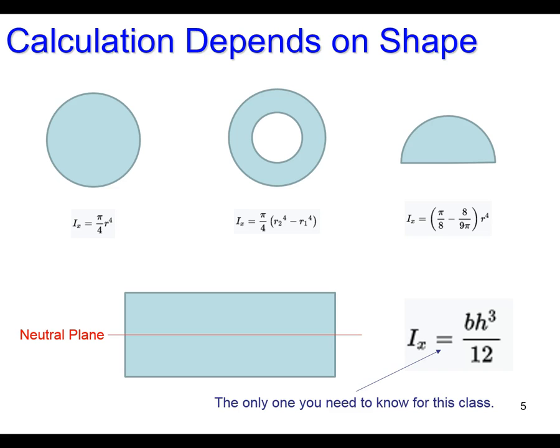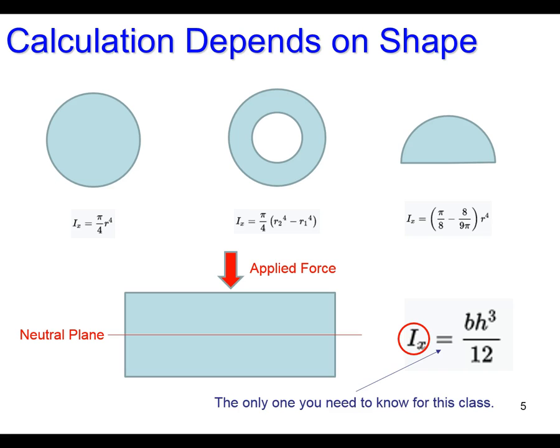Well, the axis on which the neutral plane rests will determine which dimension of the rectangle is the base and which is the height. This is why the I in the equation has a little x next to it. It indicates that in this case, the neutral plane will be on the x-axis, since the force being applied to the shape is coming from the top of the shape.